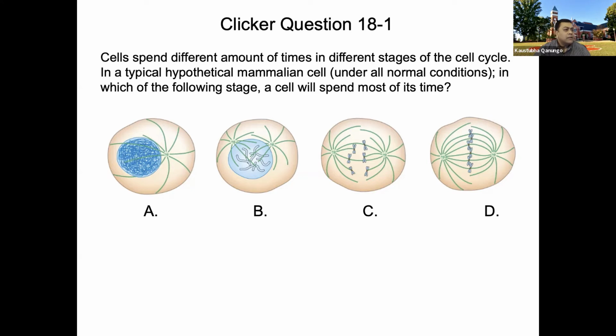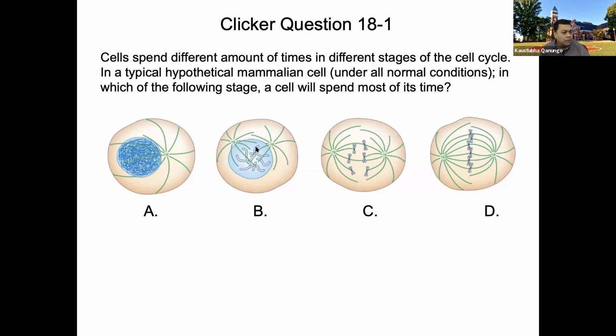All right. So 80%, which is A, is the correct answer. And why is A the correct answer? Because as you can see, this is your interphase, and as you can remember from the previous one, the cell spends most of its time in interphase. So this depicts the interphase.